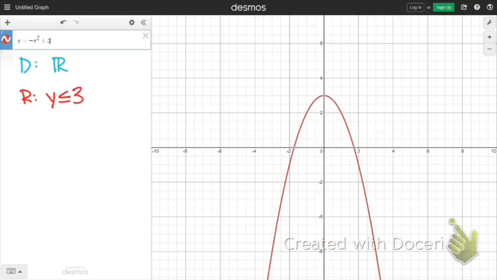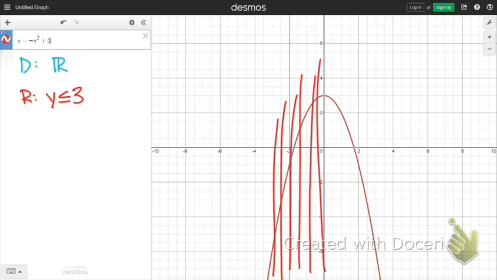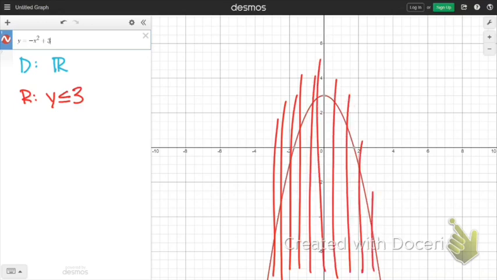So now we have to do our vertical line test. So is it possible to draw a vertical line that will cross our graph more than once? So if you just start putting lines in here, there is nowhere on this graph that you can possibly draw a line vertically that will cross it more than once. So that means that this is a function.